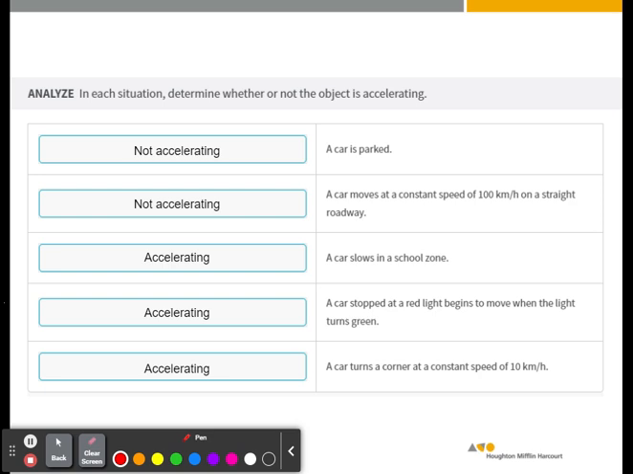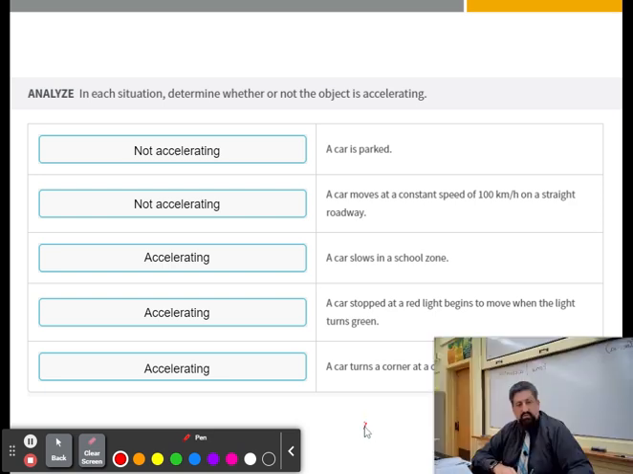If a car turns a corner at a constant speed of 10 kilometers per hour, it's accelerating. Even though its speed is not changing, its direction is changing. And remember, acceleration is any change of velocity. So let's say here's a corner. Here's a car. So it turns left.